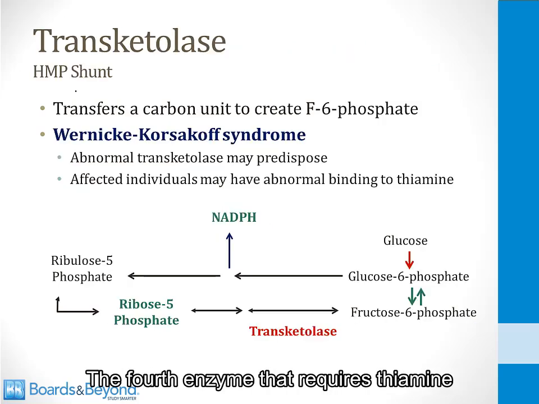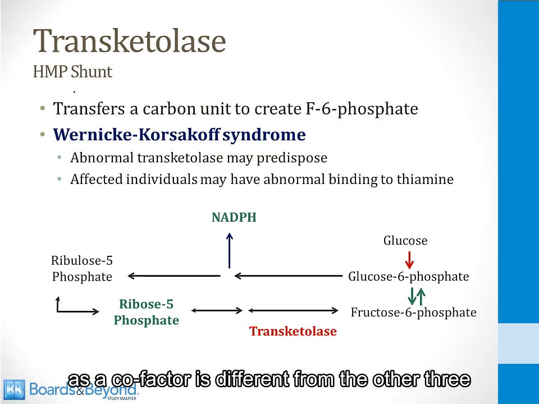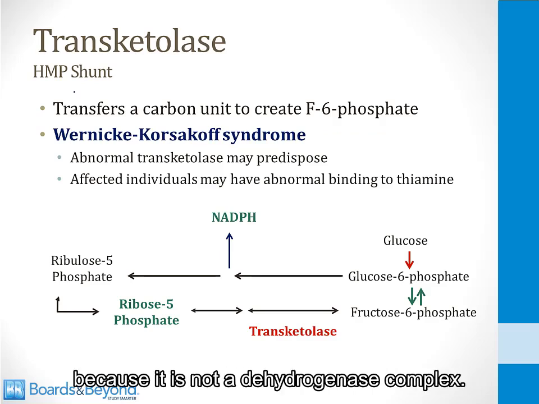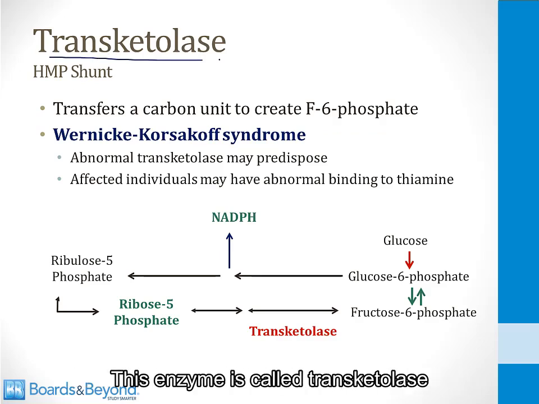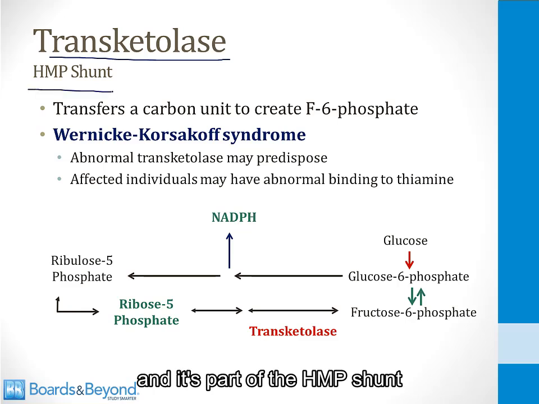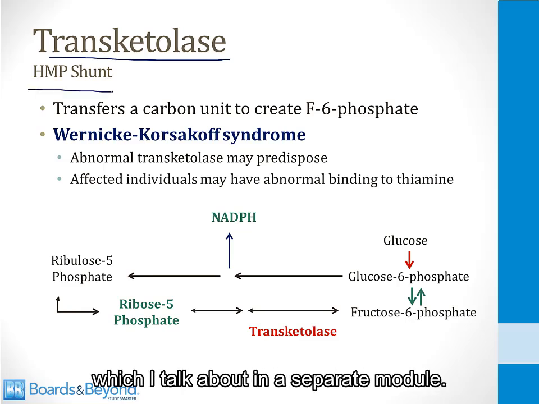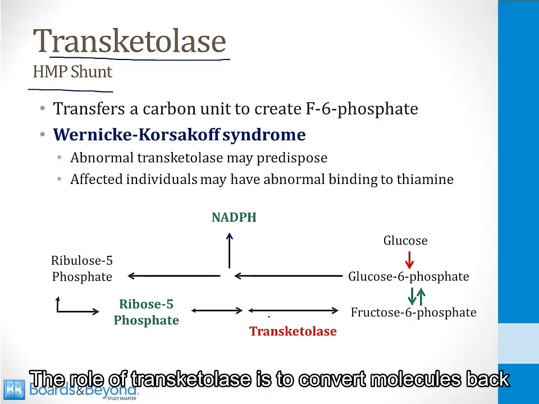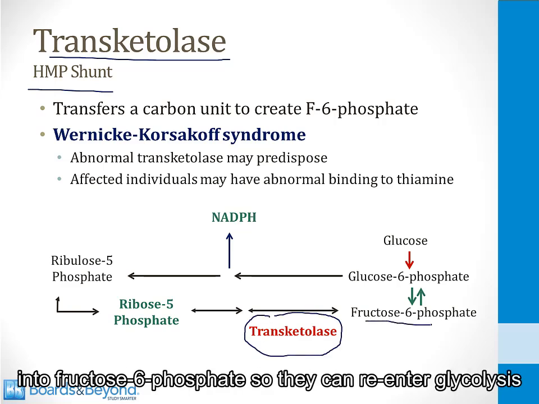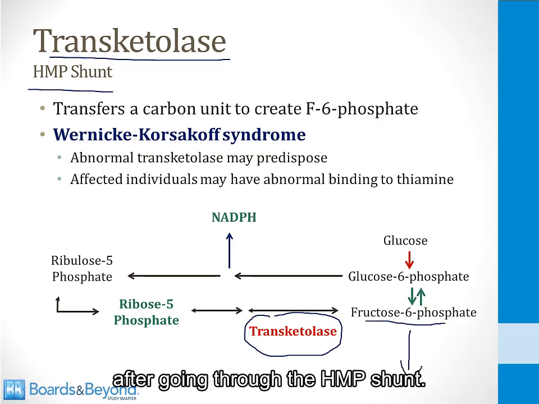The 4th enzyme that requires thiamine as a cofactor is different from the other 3 because it is not a dehydrogenase complex. This enzyme is called transketolase, and it's part of the HMP shunt, which I talk about in a separate module. The role of transketolase is to convert molecules back into fructose 6-phosphate so they can re-enter glycolysis after going through the HMP shunt.